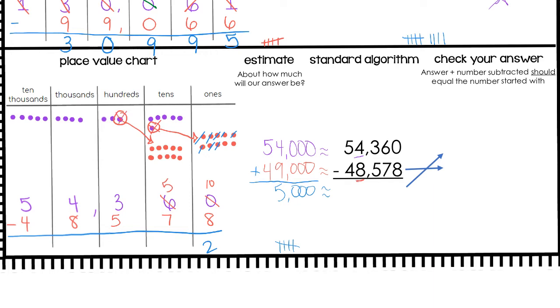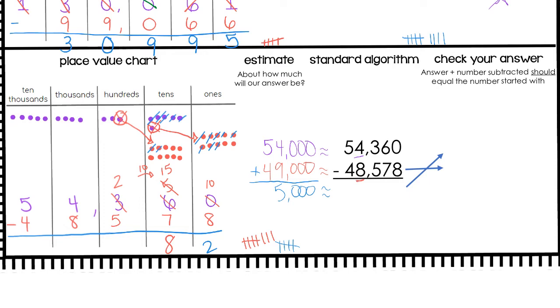Now I only have 200s, and I have 10 more tens, so I have 15 tens now. 15 minus 7, I'm going to count up from 7: 8, 9, 10, 11, 12, 13, 14, 15. 15 minus 7 is 8. I need to cross out my 7. 1, 2, 3, 4, 5, 6, 7, and I'm left with 8, so my subtraction was correct.